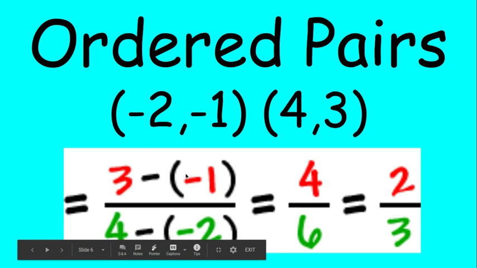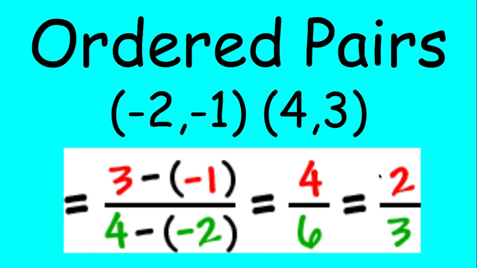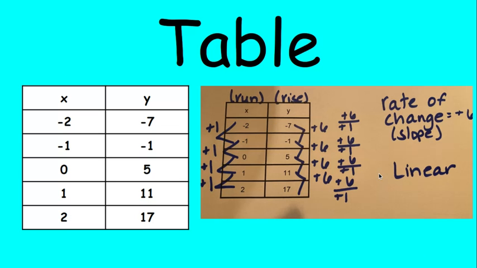And now compute 3 minus -1 is 4, 4 minus -2 is 6, and then we always simplify our fractions. So 4/6 equals 2/3. So the slope of this line that goes through the points (-2, -1) and (4, 3) is 2/3. The last way we have learned, and the newest way in our most recent lesson, was through a table.